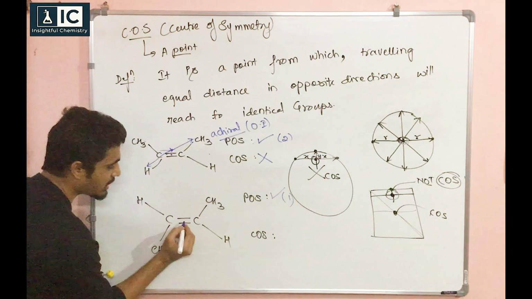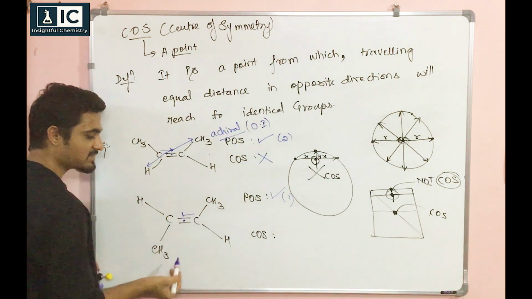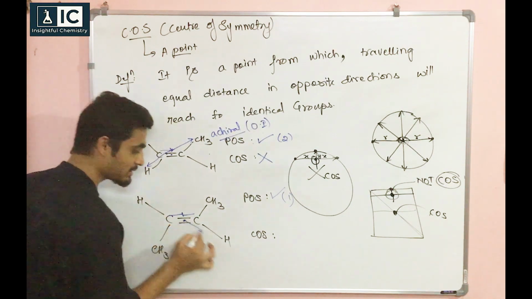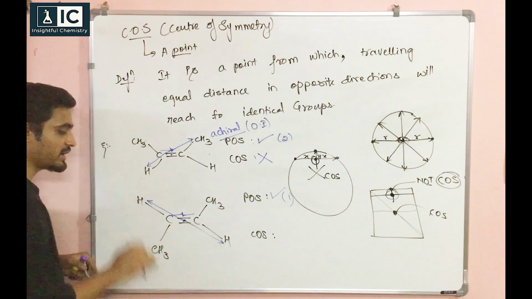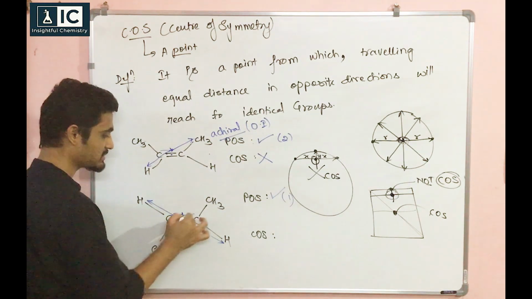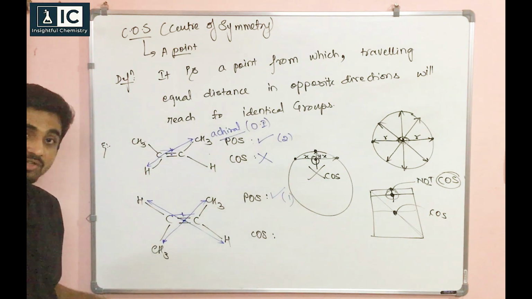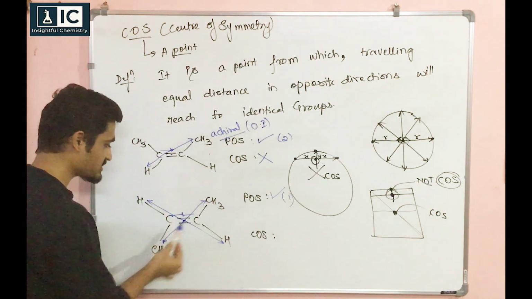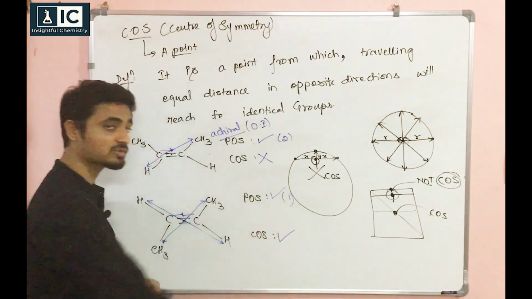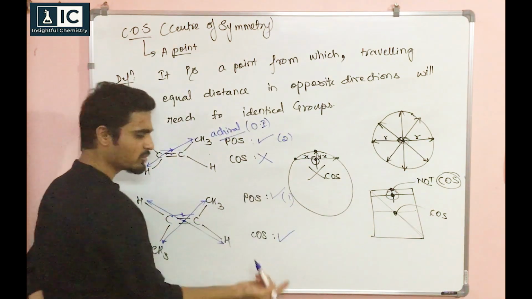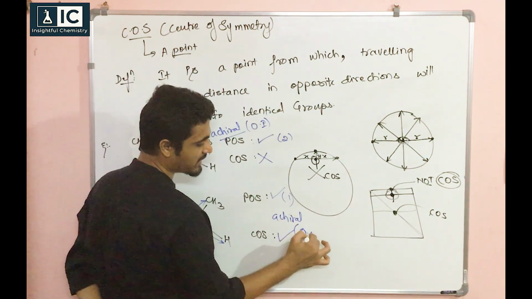Center of symmetry. So you see, now I come and again take this one. I go from this point, right side carbon, left side carbon, downside hydrogen. Same distance, if I go like this, I'm again going to get hydrogen. Same distance CH3, same distance this CH3 also. So you see, I am moving in all possible directions. I am getting the same groups, identical groups. So therefore COS is also present. If POS and COS both are present, definitely it is going to be achiral or optically inactive.